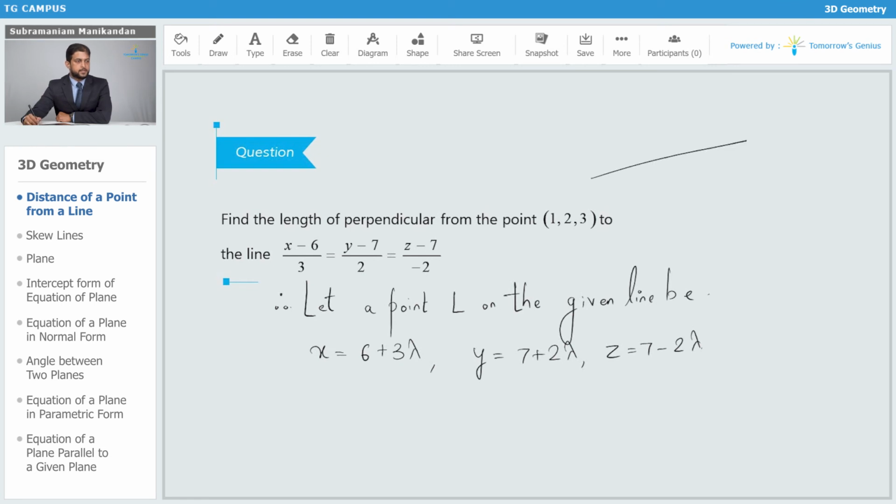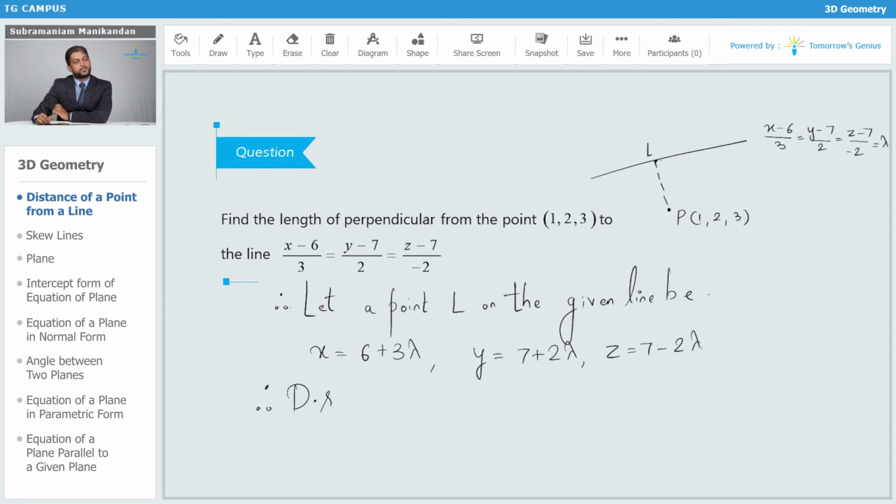So just to illustrate, suppose this is the line (x minus 6)/3 equals (y minus 7)/2 equals (z minus 7)/minus 2 equals lambda, and this is the point P (1, 2, 3). Suppose L is some point on it. So L can also be represented by (6 plus 3 lambda, 7 plus 2 lambda, 7 minus 2 lambda).